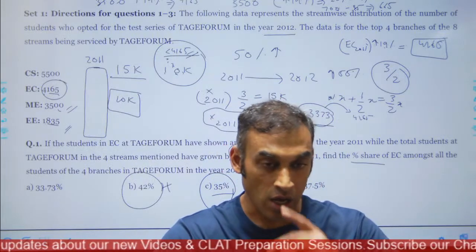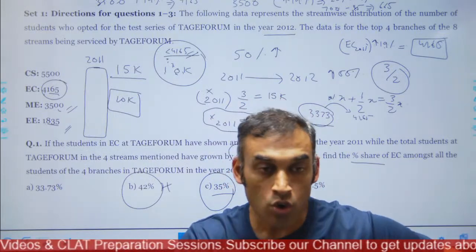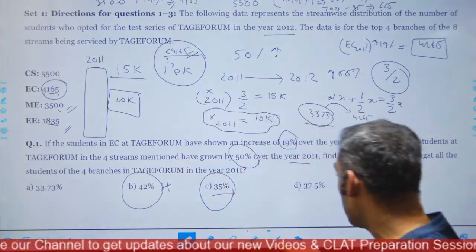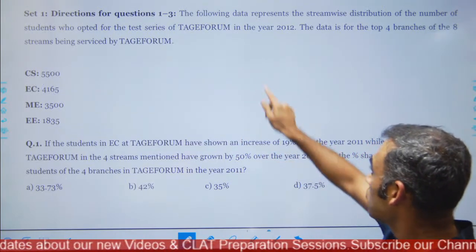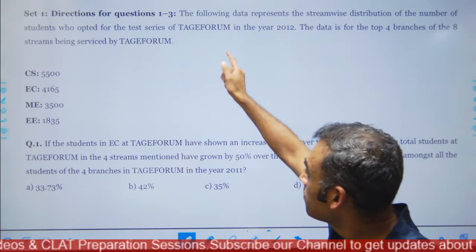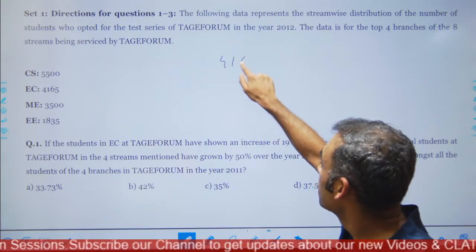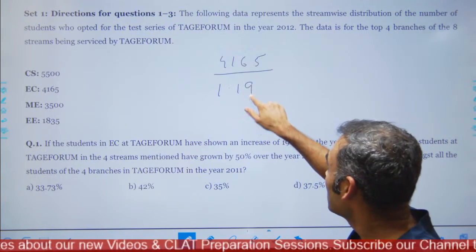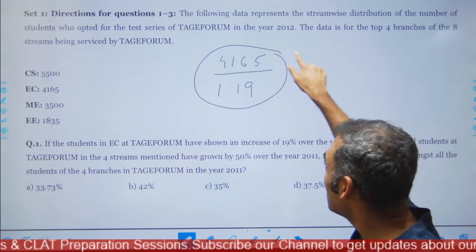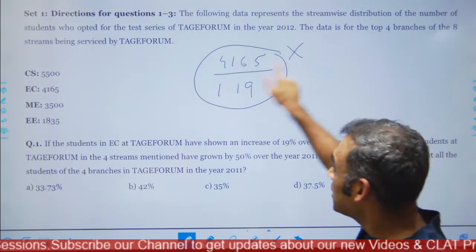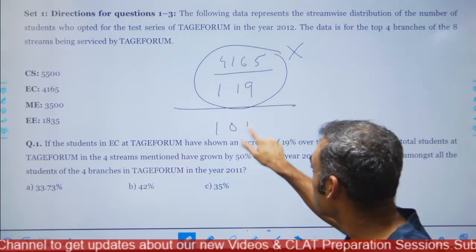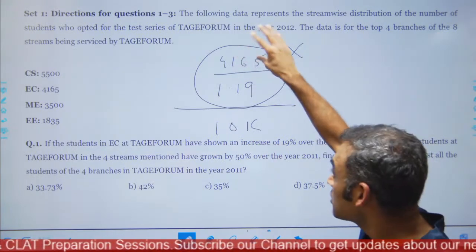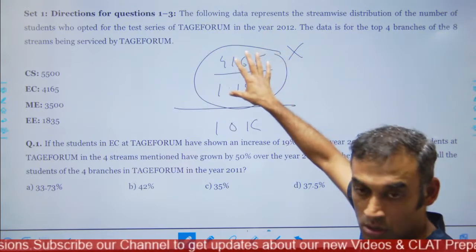Have you understood the logic, how we eliminated the option here? I don't want you to calculate. If you start doing a calculation in this question, like 4165 divided by 1.19, and then you divide this by 10,000, this is a lot of calculation. This is actual maths being used here, but this is exactly what you need to avoid.